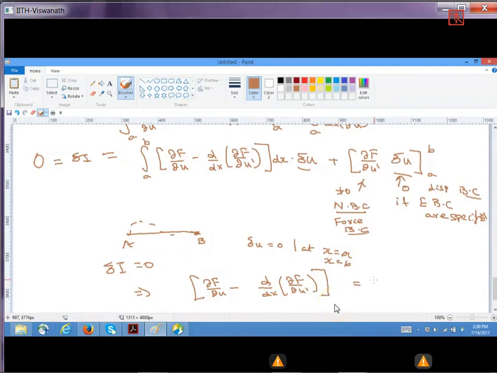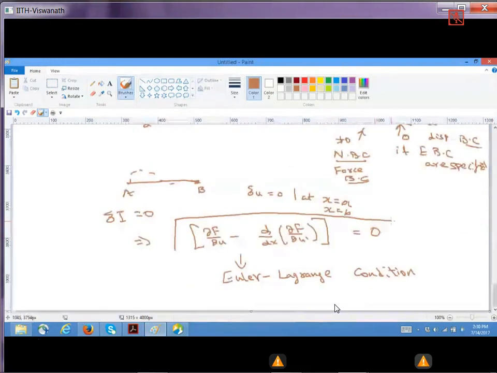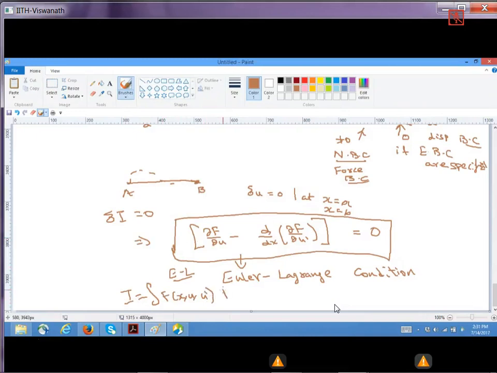So I know the derivation looks difficult, but I would urge you to pay attention to this term. It is okay if you cannot derive it or don't understand how the derivation happened, but don't forget this EL condition. If somebody gives you an I of this form and asks you to find the equilibrium or stationary condition, you just substitute this f, do the partial differentiation, and you will end up with your equilibrium or stationary conditions. For that, I will make use of a bar example.